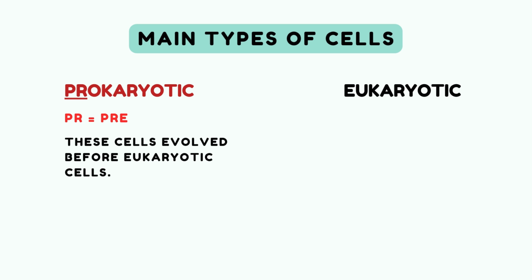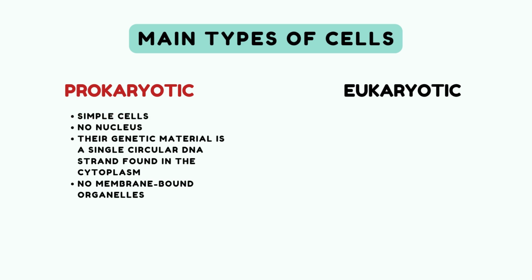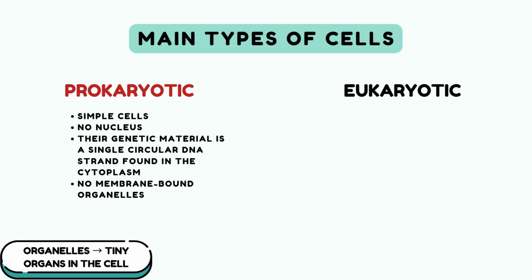You can see that prokaryotic starts with PR. I like to think of PR as pre, which shows that these cells evolved before the eukaryotic cells, so they are much simpler than eukaryotic cells. So, at a closer look, prokaryotic cells are quite simple, as I said before. They've got no nucleus, and their DNA material is a single circular DNA strand found in the cytoplasm. And also, they've got no membrane-bound organelles. Basically, organelles are tiny organs in the cell which perform little tasks, and together they help the cell function as a whole. So let's look at a prokaryotic cell real quick.